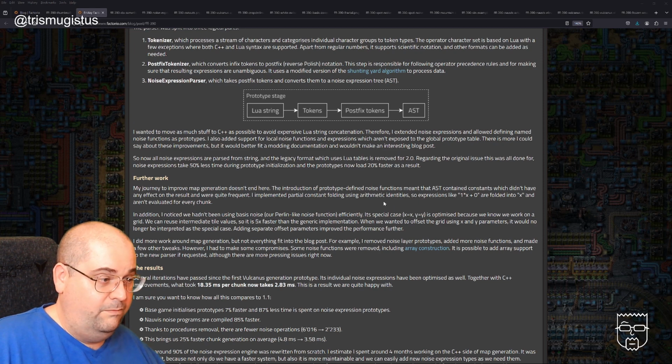Regarding the original issues this was all done for: noise expression takes 50% less time during prototype initialization, and the prototypes now load 20% faster as a result.